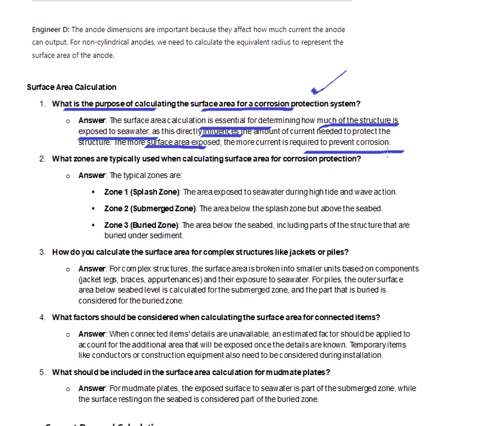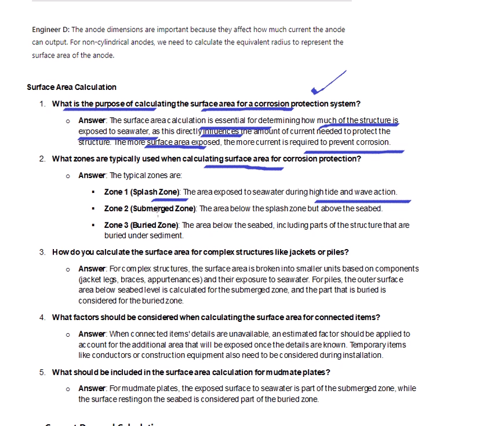The more surface area exposed, the more current is required to prevent corrosion. More structure is exposed, more surface area exposed. More surface area exposed, more current is required to prevent corrosion. What zones are typically used when calculating surface area for calibration? Zone 1 splash zone. That's the area exposed to seawater during high tide and wave action.